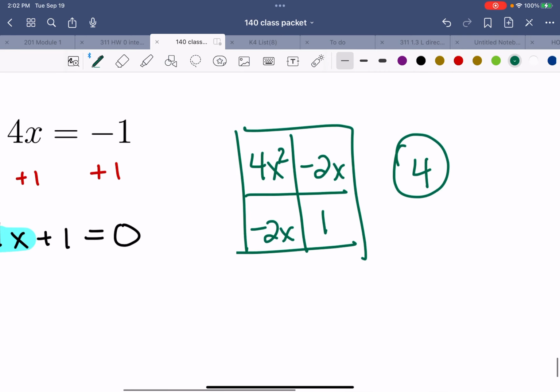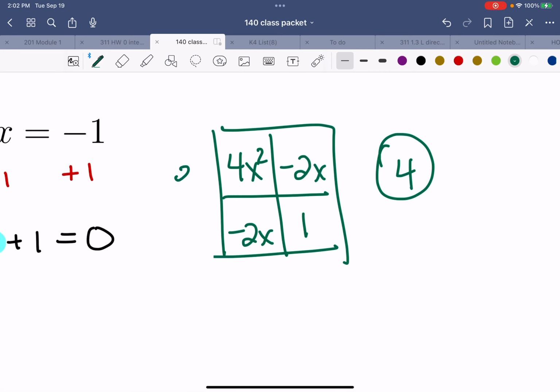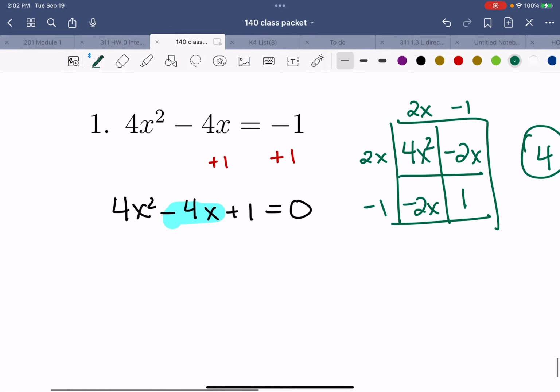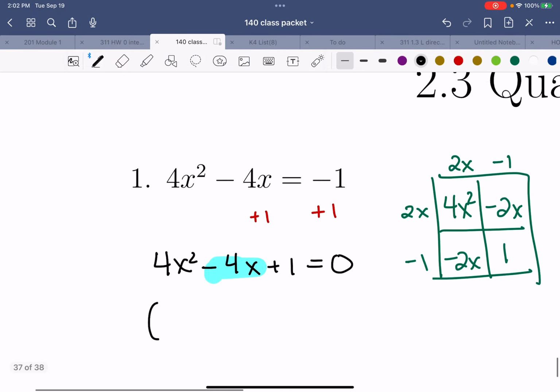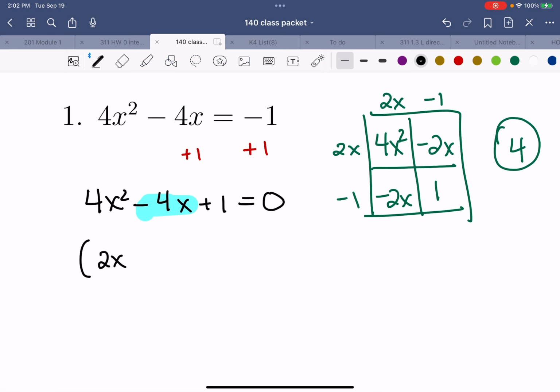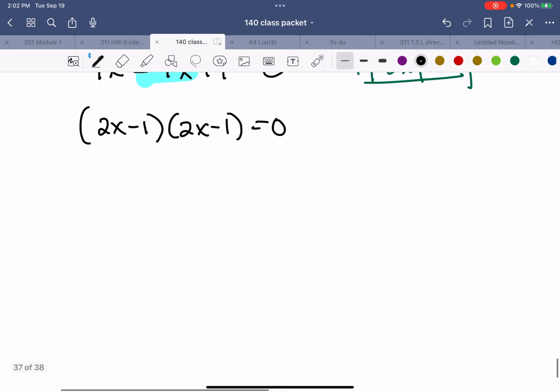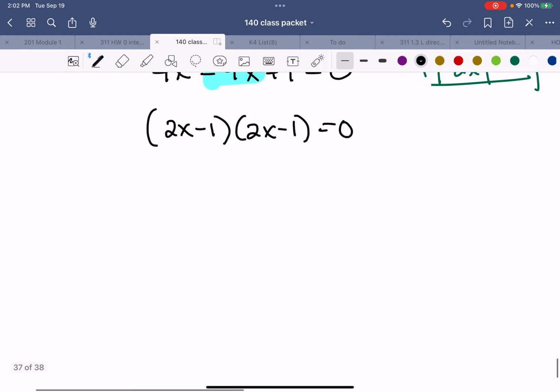And then we factor the box. So in my top row, they both have a 2x. When I take that out, there's a 2x left in the first box and a minus 1, right? So negative 1 times 2x gives me the negative 2x. In the bottom, for that negative 2x spot, I took a 2x above that, so the only thing left is a negative 1, okay? And so I can factor this as 2x minus 1 times 2x minus 1 equals 0. Now notice that they're exactly the same, so I could even write it as 2x minus 1 squared equals 0.